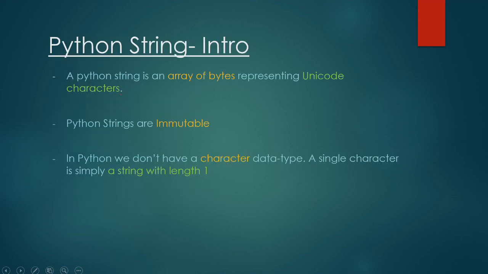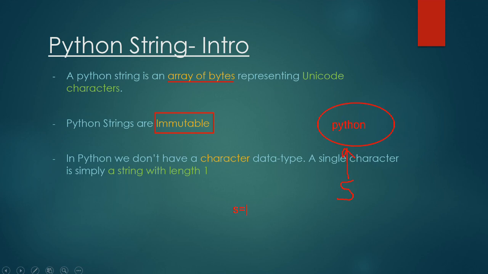So basically a Python string is an array of bytes representing Unicode characters. So it is basically an array of characters, and all those characters collectively form a string. Python strings are immutable. So what is immutable? Immutable means when we create any string object, then its value remains unchanged.